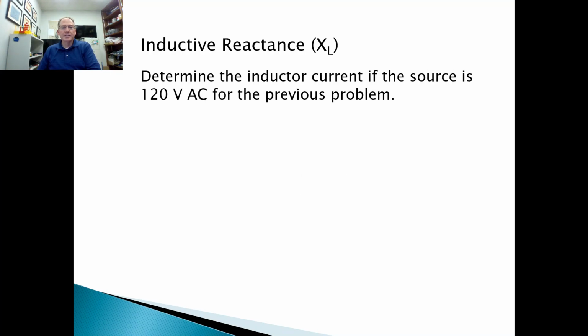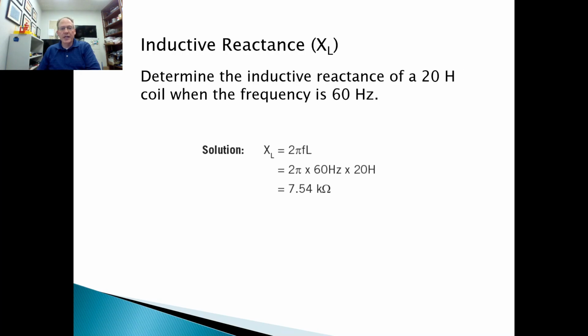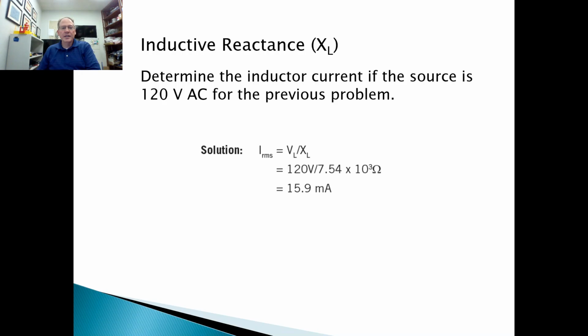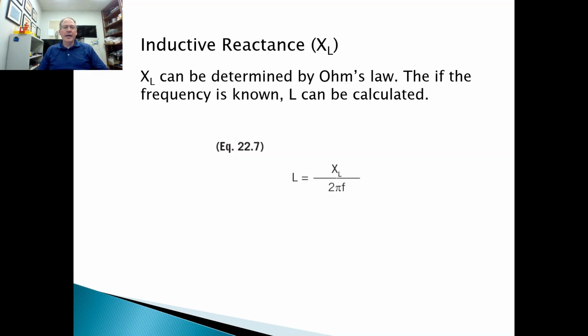Then determine the inductor current if the source is 120 volts AC for the previous. So we know X of L equals 7.54 kiloohms. Now we're going to take I equals voltage over the inductive reactance. So 120 volts divided by 7.54 kiloohms equals 15.9 milliamps. All right. Now X of L can be determined by Ohm's law.